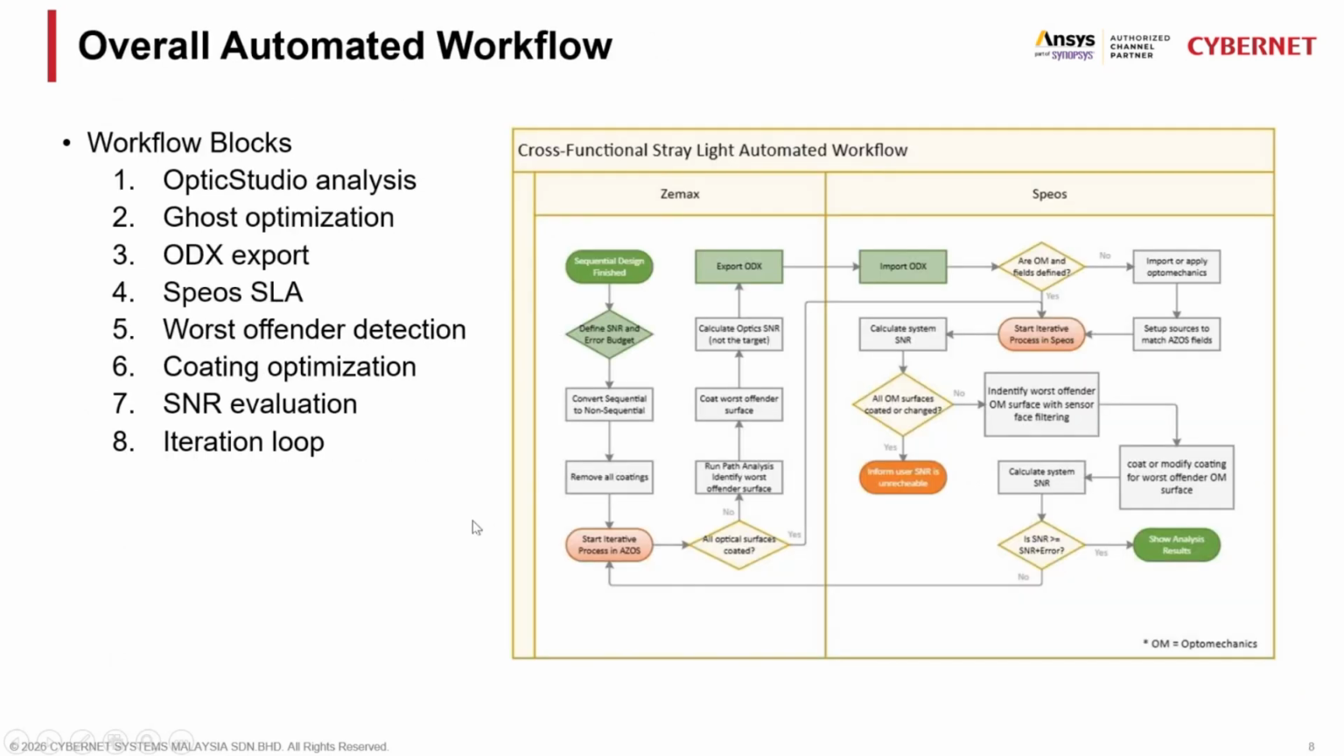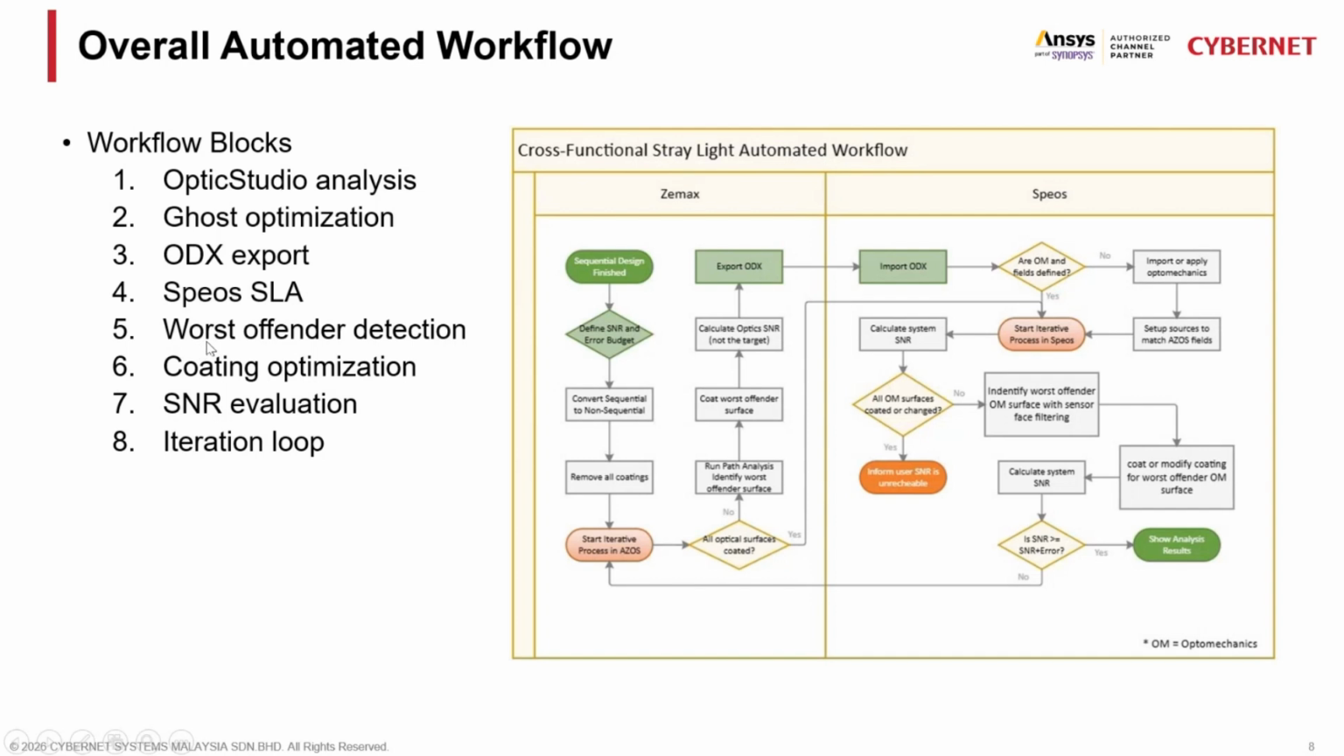Okay. So today's workflow is an automation using Python scripting. In this example, the first part will be Zemax, and the second part will be Speos. The workflow block summary is as follows. Initially, we use OpticStudio to analyze the lens performance. After that, we do the ghost optimization and export the ODX. Then this is sent to Speos to do the stray light analysis.